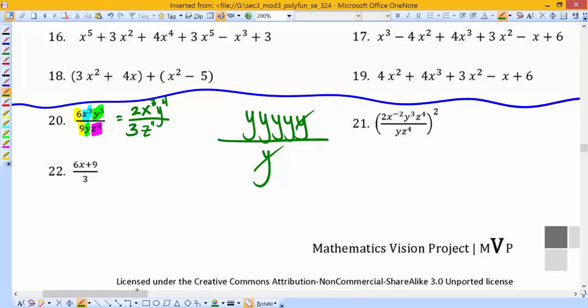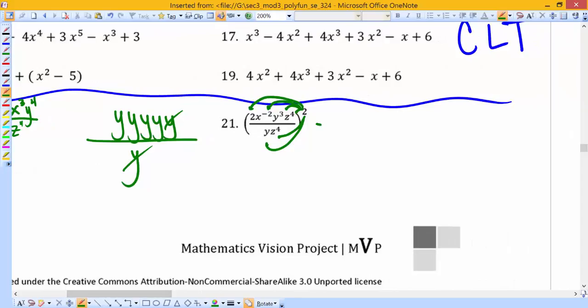But the first thing you guys have to make sure you do is you distribute your exponent to everything inside those parentheses. So I'll help you with that, but then you're going to have to finish. So it's going to be 2 squared, which is 4. Then you multiply your exponents. So for the x, it's negative 2 times 2, which is negative 4.